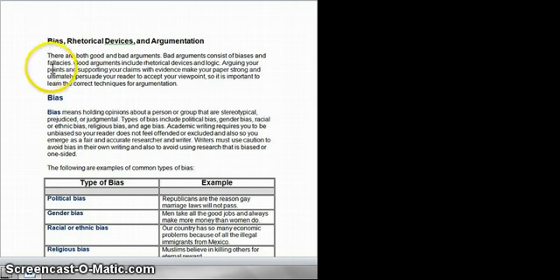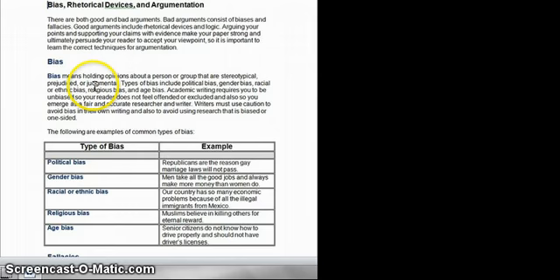There are both good and bad arguments. Bad arguments consist of biases and fallacies. Good arguments include rhetorical devices and logic. Arguing your points and supporting your claims with evidence makes your paper strong and ultimately persuades your reader to accept your viewpoint. So it is important to learn the correct techniques of argumentation.